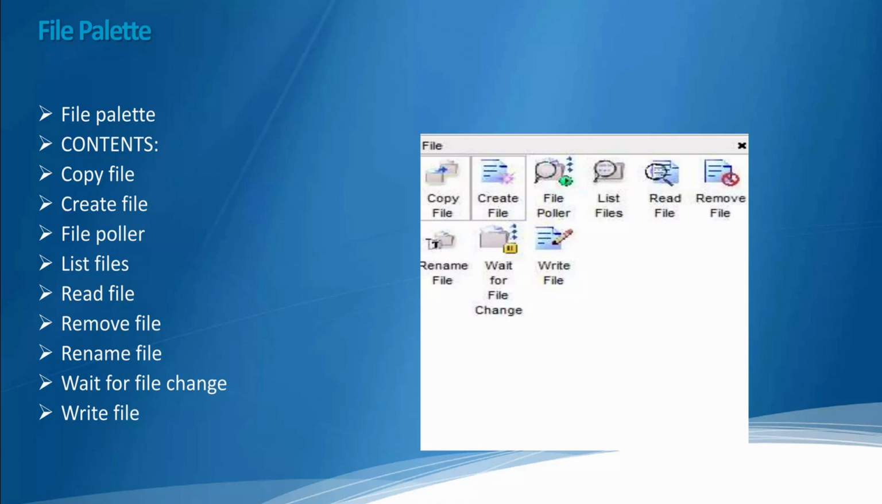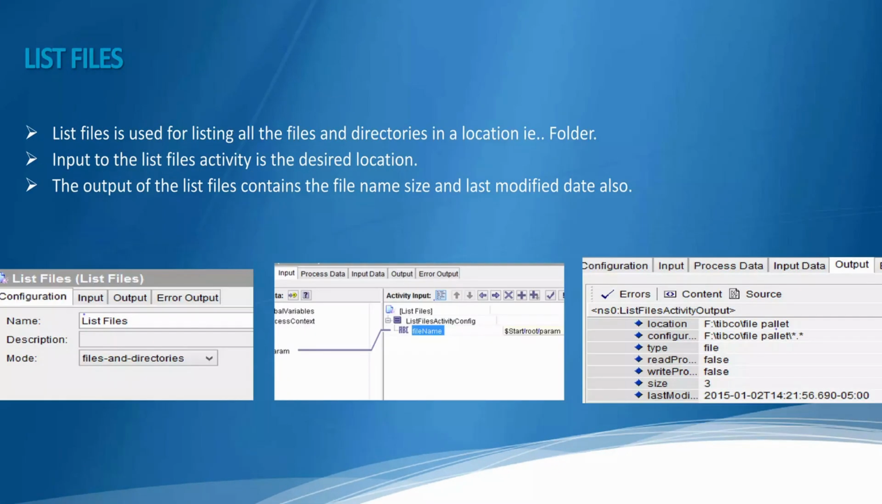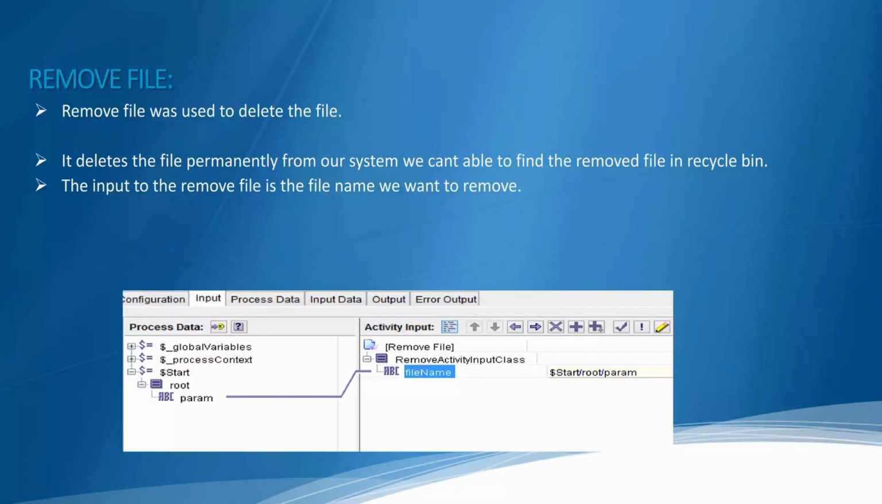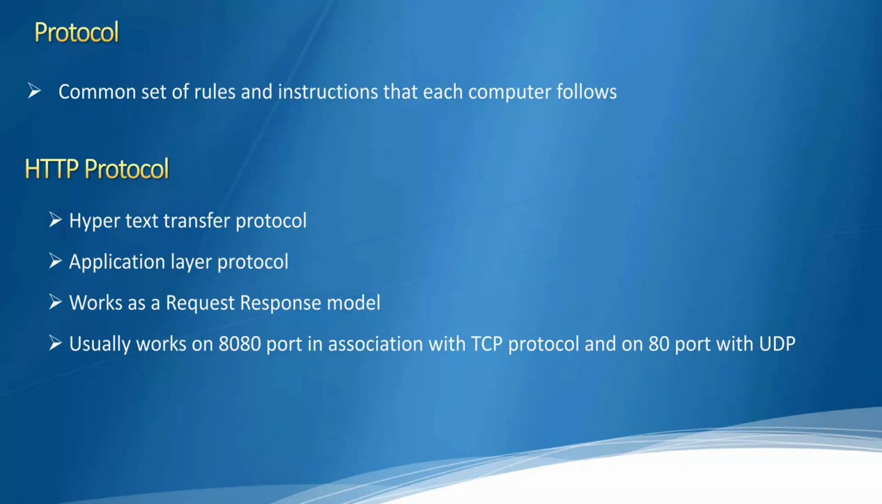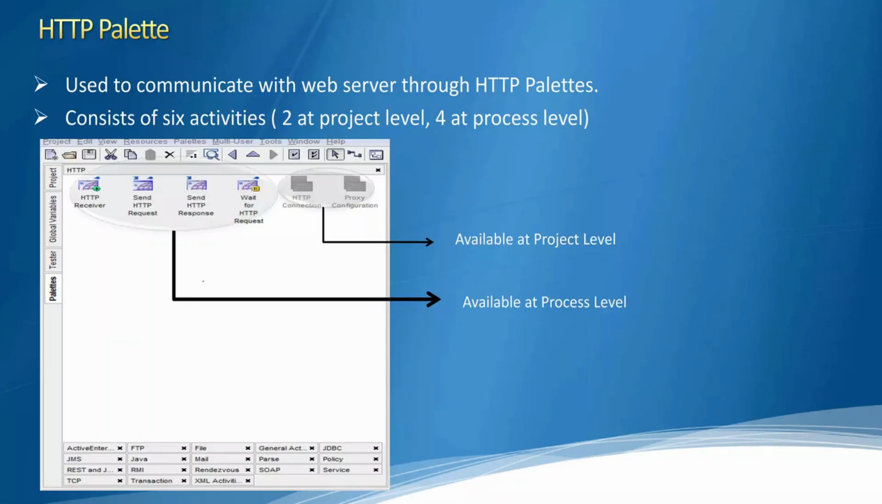Now coming to the different types of palettes. One of them is the file palette, which consists of copy file, create file, file poller, list files, add or remove files, etc. As we continue the classes, we'll learn about each of them simultaneously. The next topic is the HTTP palette. This is used for HTTP receive, send request, and response. So it basically deals with HTTP services.